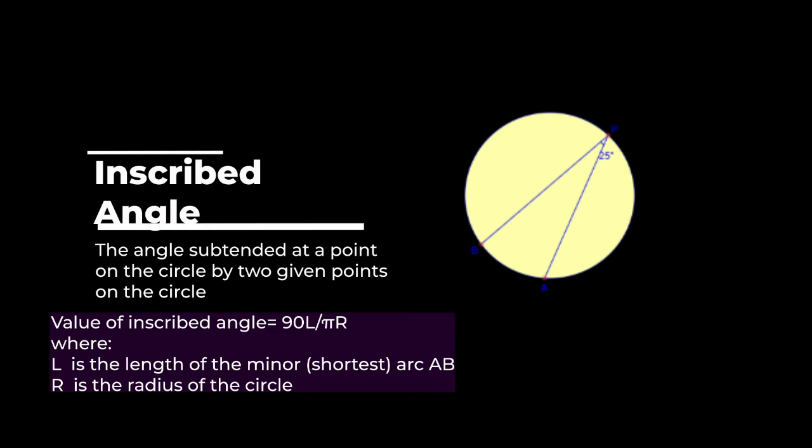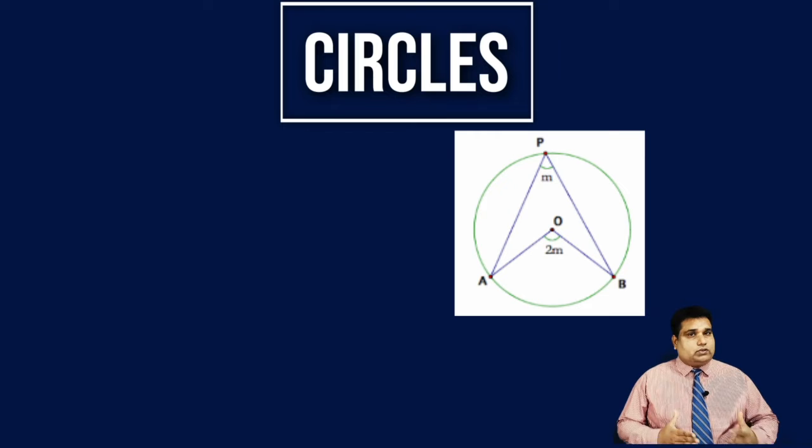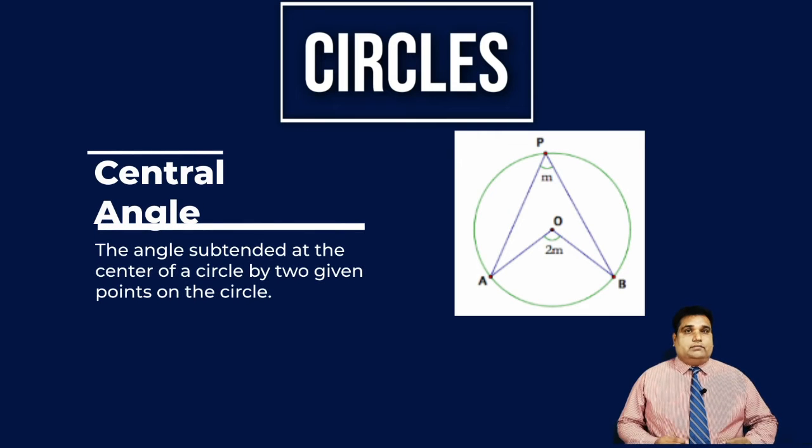Next we have the central angle. The central angle is the angle subtended at the center of the circle by two given points on the circle. Simply, there are two points, and whatever angle is subtended at the center from those points is known as the central angle. We can also say that the two points form an arc, and the angle of that arc is the central angle.